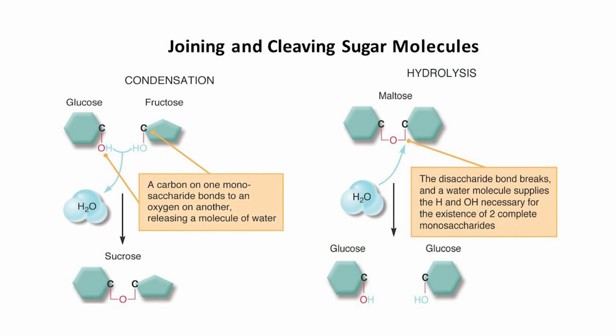The joining and cleaving of sugar molecules are basically condensation and hydrolysis reactions. In a condensation reaction, a carbon on one monosaccharide bonds to an oxygen on another monosaccharide, releasing one molecule of water. In a hydrolysis reaction, the disaccharide can break, and a water molecule supplies the hydrogen and hydroxyl group necessary for the existence of two complete monosaccharides.